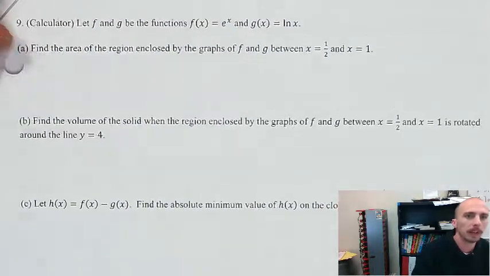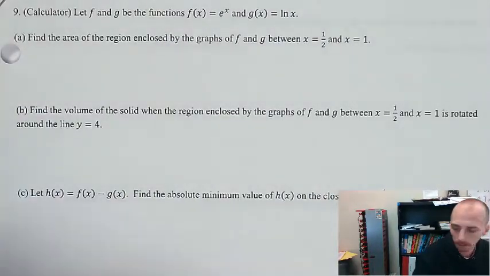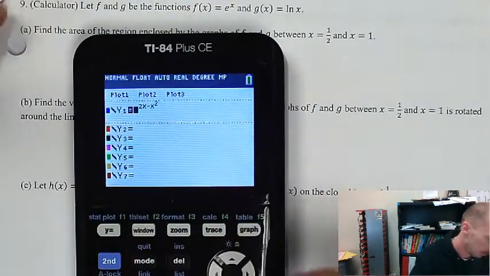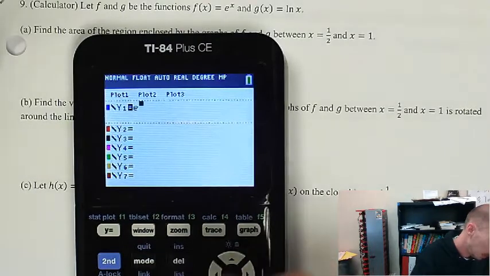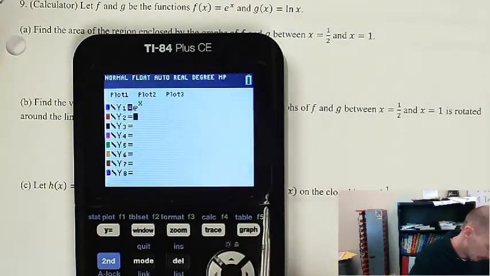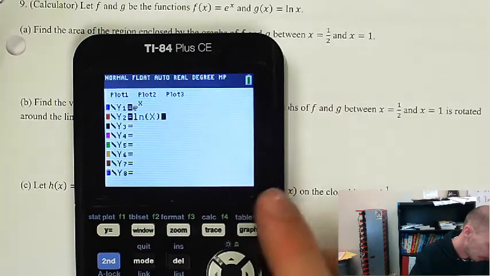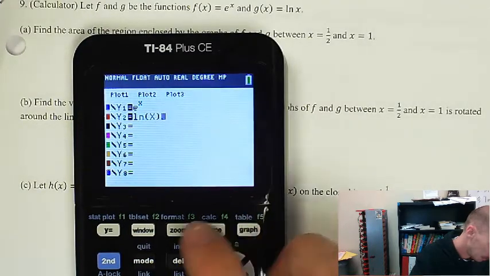All right, so that's, well, I don't know where my last page is. Under here. All right, number 9. Starting to get closer. Let f be e to the x and g be log x, enclosed by the graphs of f and g between 1/2 and 1. Let's just remind ourselves what we're looking at. e to the x, that's f of x, and g of x is log x. Yeah, we'll zoom standard.